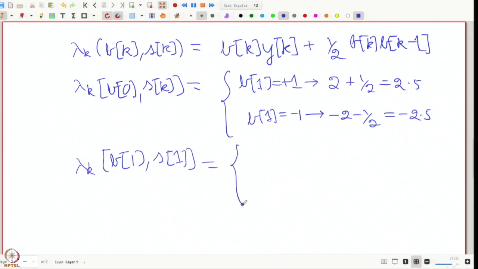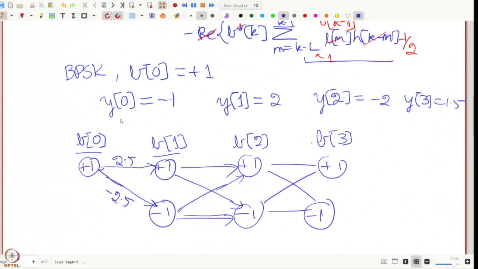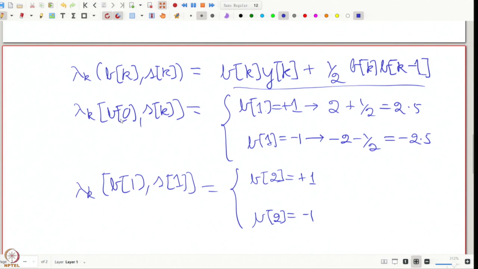Okay, now, what do we do? We are going to say if B2 is plus 1, if B2 is minus 1. And we are going to use this expression again. The only thing is our y. Y is minus 2. So, let's make the substitution. Y is minus 2, B2 is plus 1, so minus 2. And this is minus 1 times what is the previous?